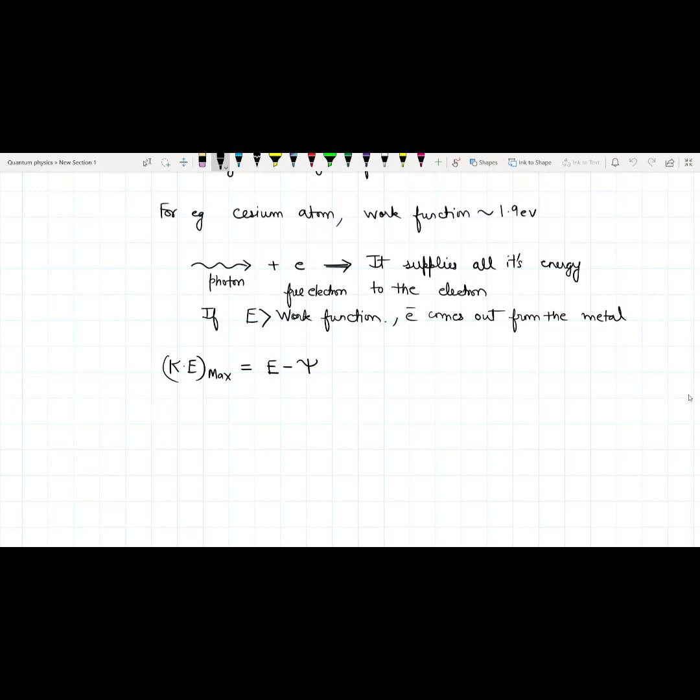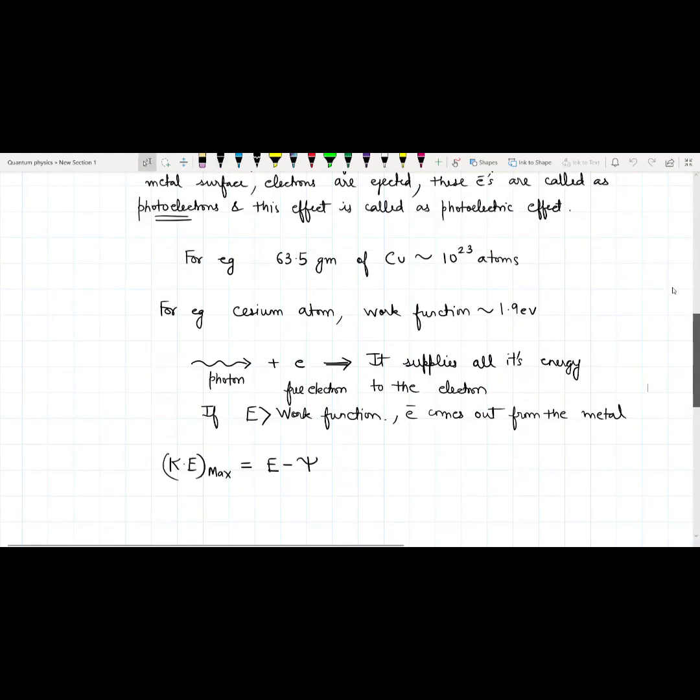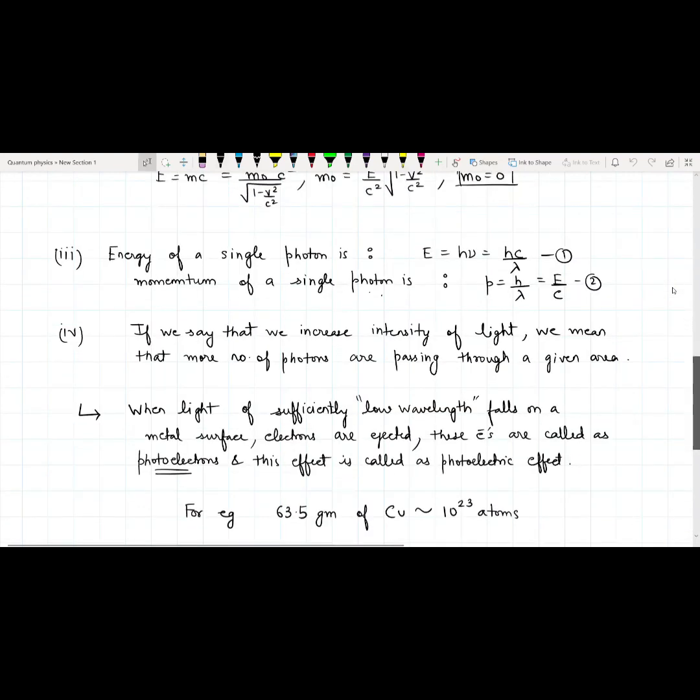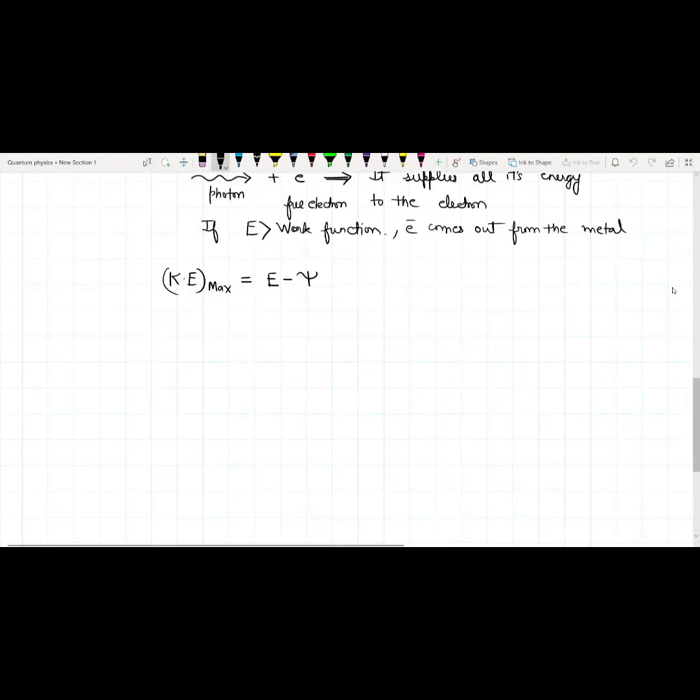Now, from equation one, we can write this energy E as hc over lambda minus psi. And this is a very, very important equation. Let me write it down again. Your kinetic energy maximum is hc over lambda minus psi, which is the work function. It's a very, very important result.